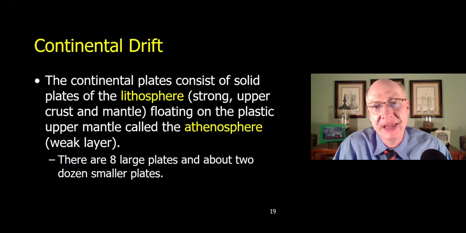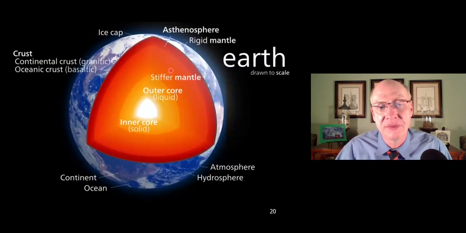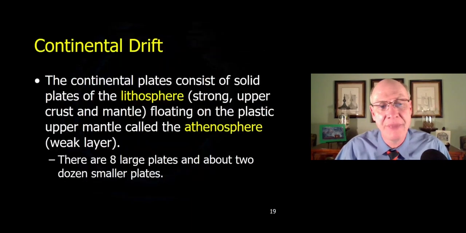The continental plates are riding on solid plates of the upper mantle. This is called the lithosphere. Litho means strong, and these are the strong upper crust and the upper mantle. So you'll notice that in this diagram of the Earth, there is the mantle right here, and then above that is the rigid mantle. The rigid mantle is the lithosphere. That is the hard, tough upper part of the mantle.